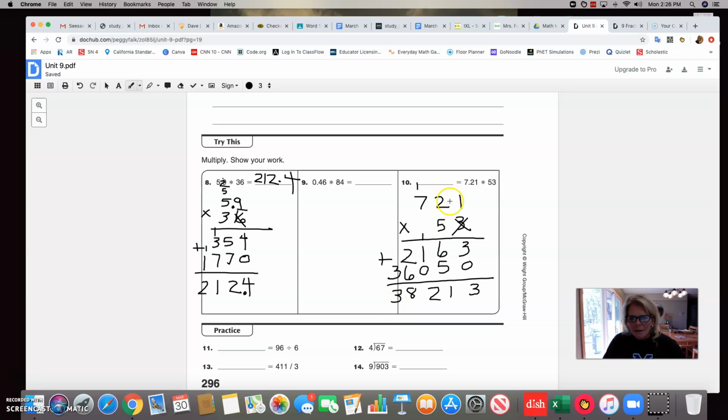Okay, but it was 720.21, so I have two digits to the right of my decimal, so I need to have two digits to the right of my decimal in my answer. So the answer is 382.13.